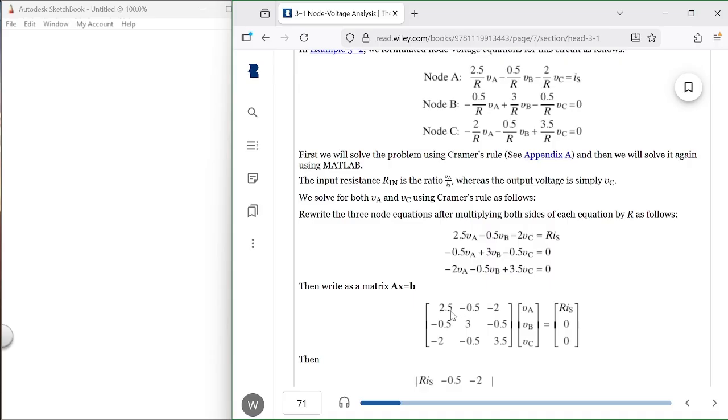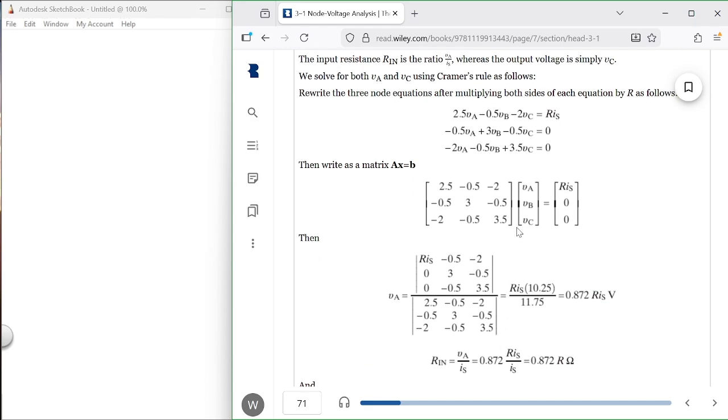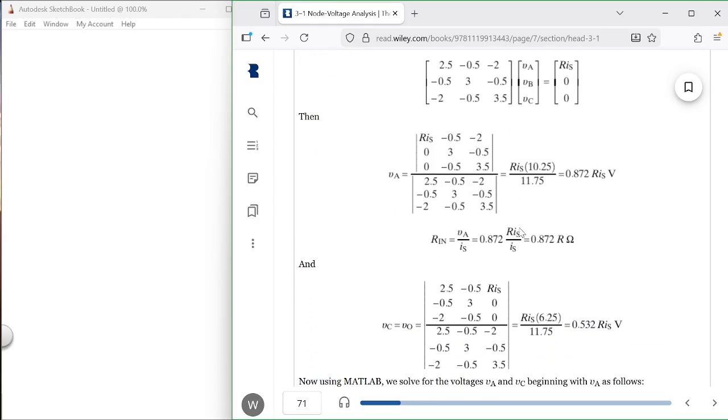So this solution is called Cramer's rule, and we'll talk about how Cramer's rule works, and I'll explain it again to you. It's not hard. It's the easiest way to find 3 unknowns, 3 equations, 3 unknowns, to find each of the unknowns. It's the easiest way to do it.